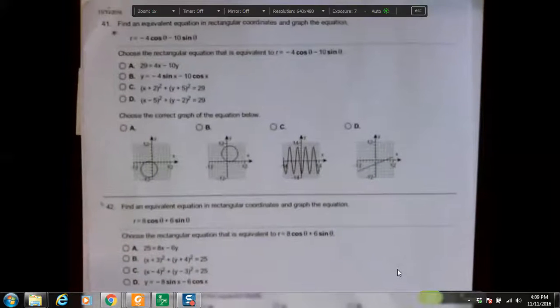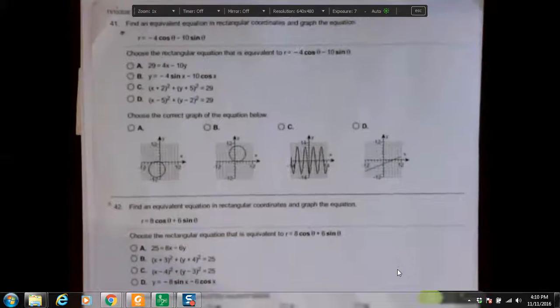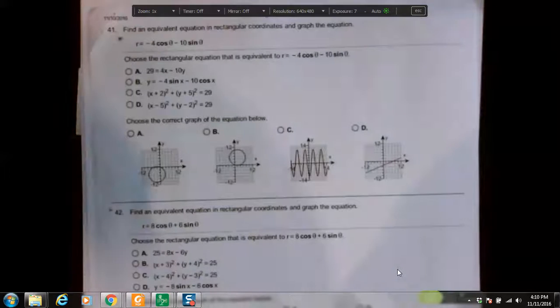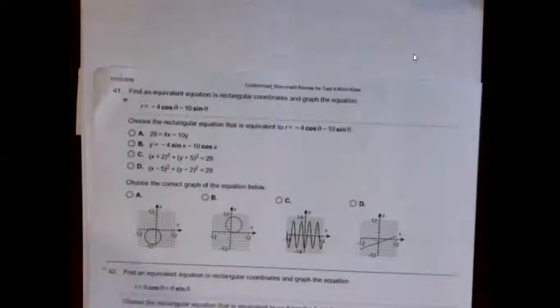So in question 41, we want to find an equivalent equation in rectangular coordinates and the graph of the equation r = -4 cosine theta minus 10 sine theta. Let me write everything: r is equal to -4 cosine theta minus 10 sine theta. My goal is to convert this, which is in polar coordinates, and write it in terms of rectangular coordinates. So I need to manipulate this expression.